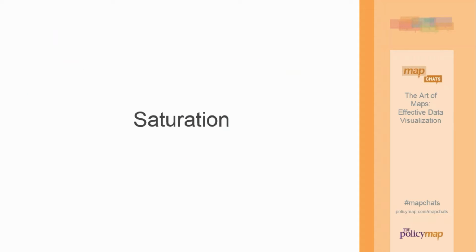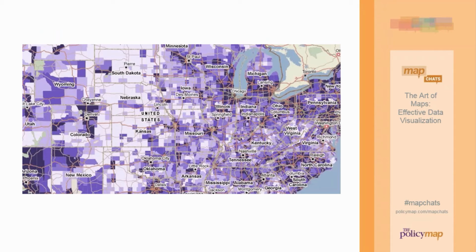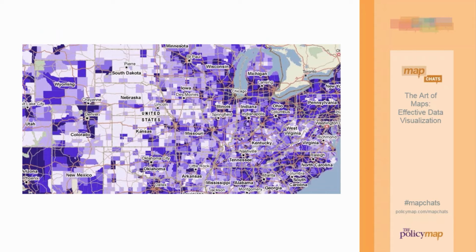So when talking about saturation, this is what a PolicyMap looks like in general. If we made it really saturated, it would look like this, and it definitely captures your eye more and pops out a little bit. But at the same time, it looks a little bit, I think, less professional. A lot of our users will be using PolicyMap images for reports and maybe grant applications. And in that case, you probably don't want something where the color is this saturated.